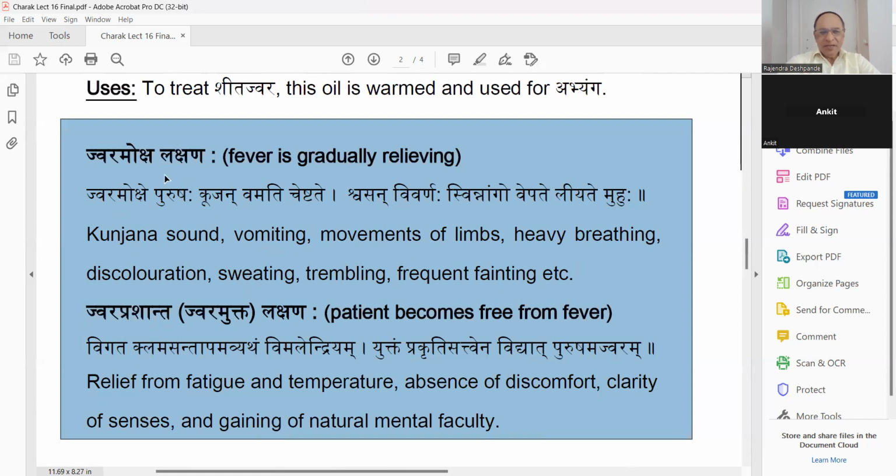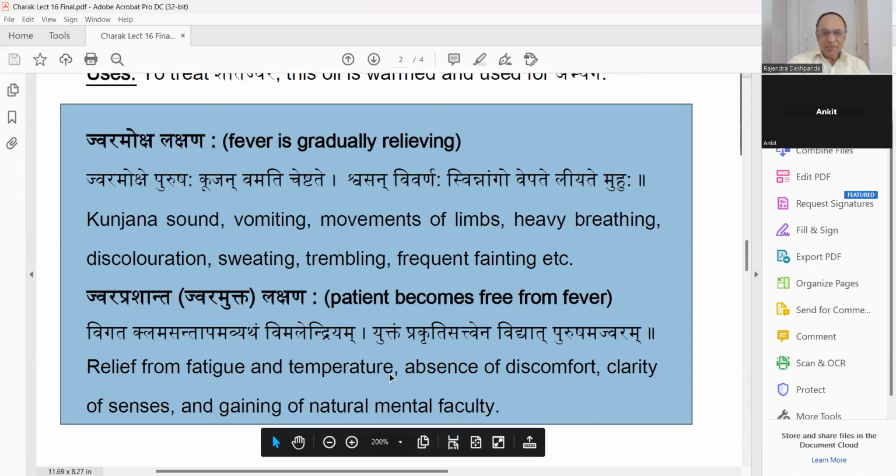Okay? Jwara Mukta Lakshana. Patient becomes free from fever, totally gone. These are not the totally diminishing of the fever. It is gradually, step by step, coming down. But this is mukti from Jwara.